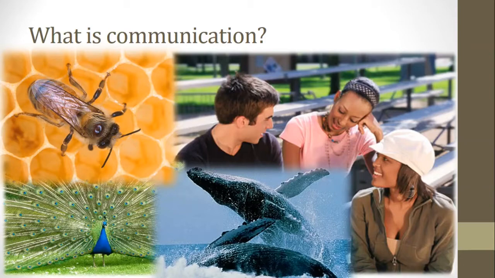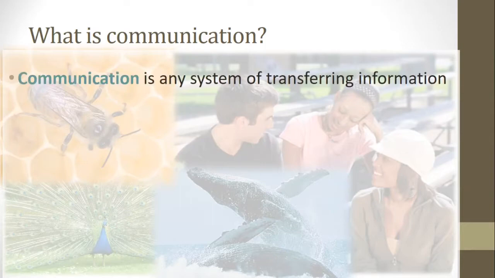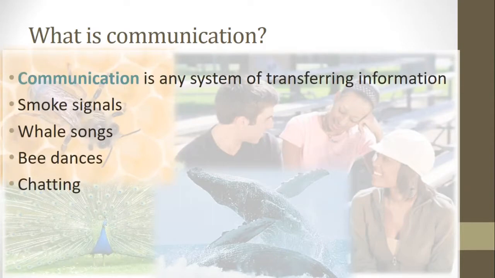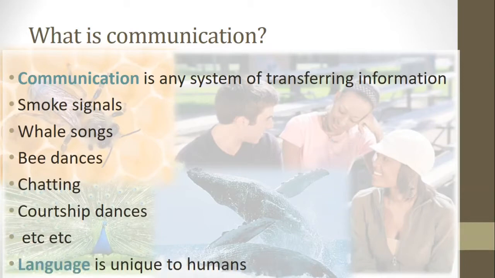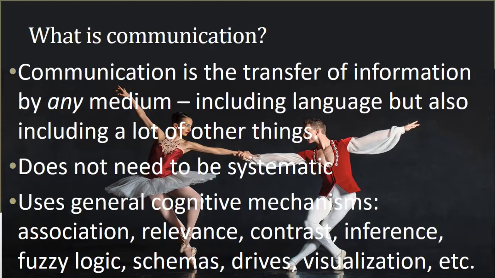So communication is any system of transferring information. It could be smoke signals, whale songs, bee dances, chatting, courtship dances, etc. What is important to note, though, is that language seems to be unique to human beings. There doesn't seem to be anything comparable in the animal world. So communication is the transfer of information by a medium, including language, but also including other things.